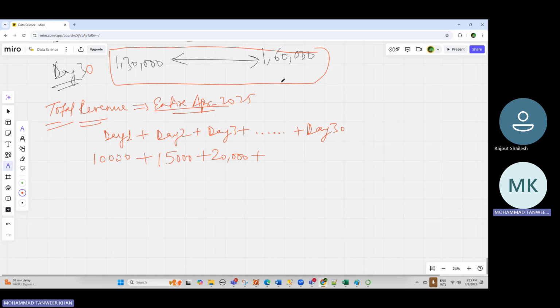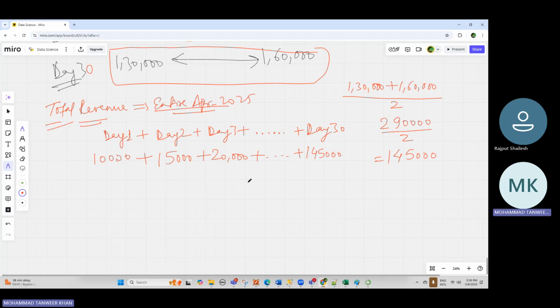1,30,000, 1,60,000. We don't know where it will be. So in this case, what do we do? We take the average here. So we have to take the average of 1,30,000 plus 1,60,000. I hope you know the formula of average. We will sum this and then we'll divide by 2. So this is 2,90,000 divided by 2. So it will be 1,45,000. Okay. So we will keep it here till 1,45,000.